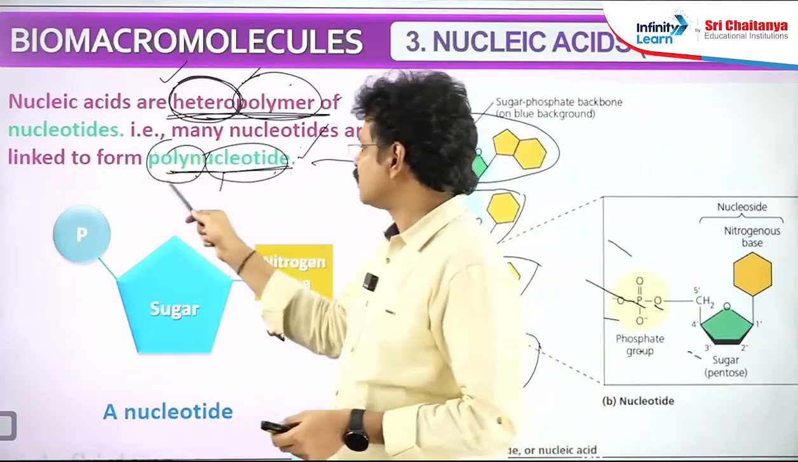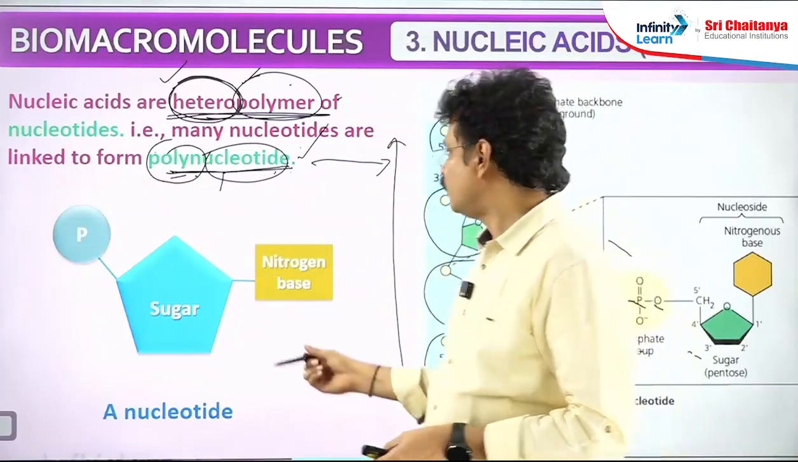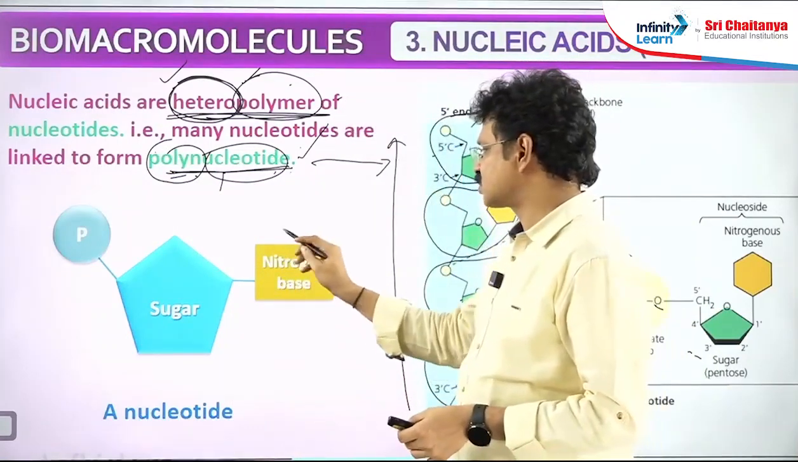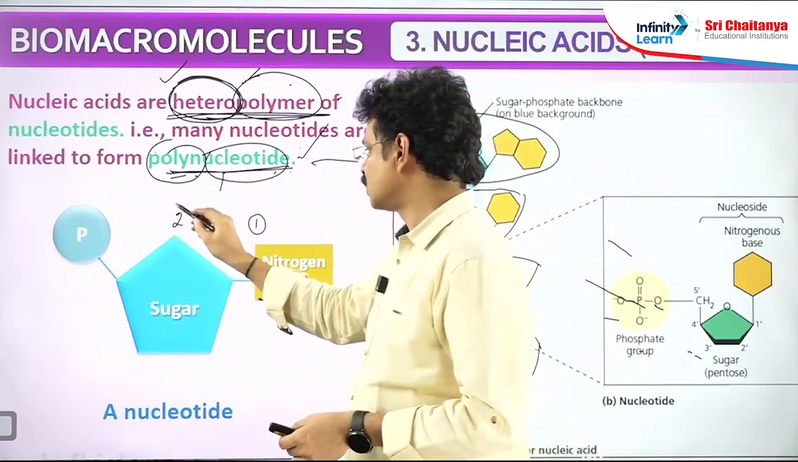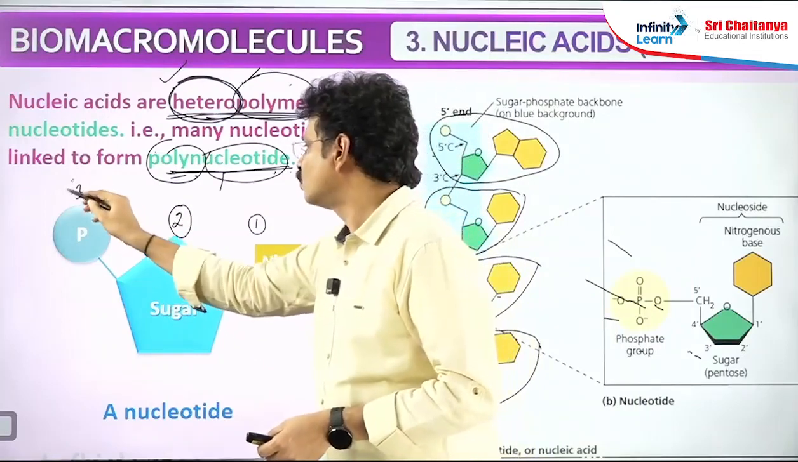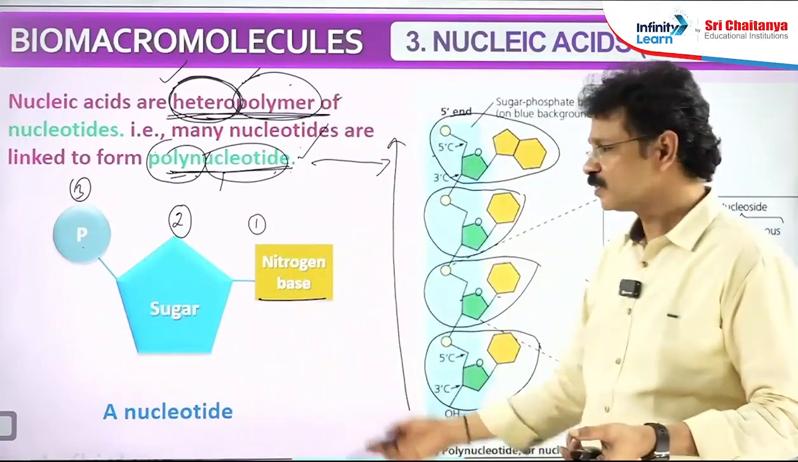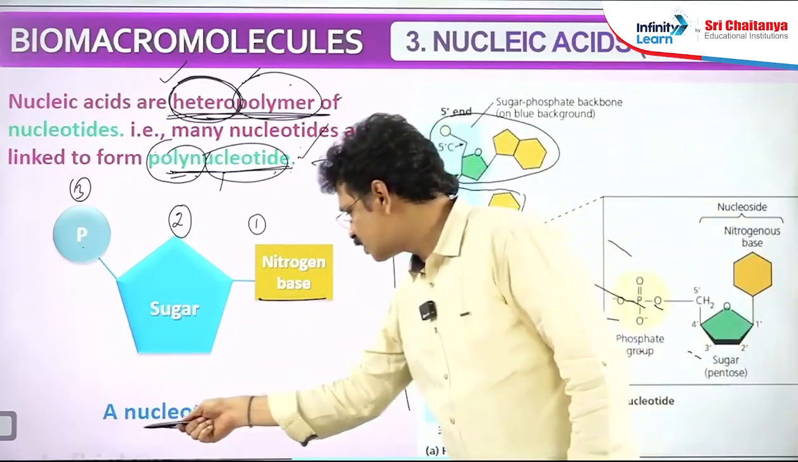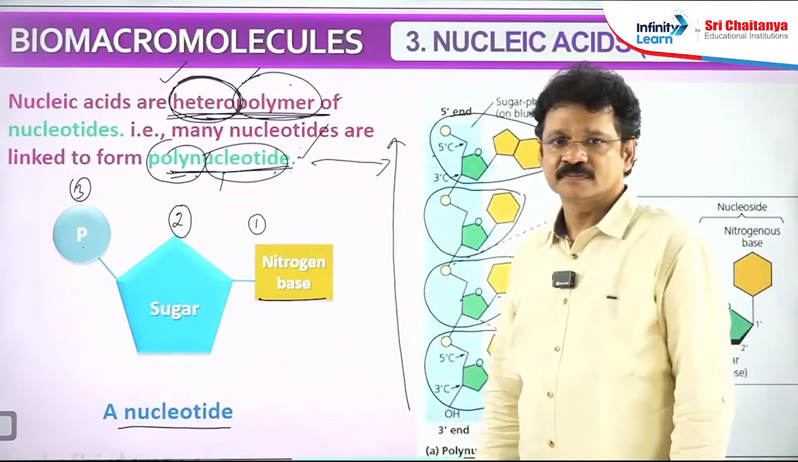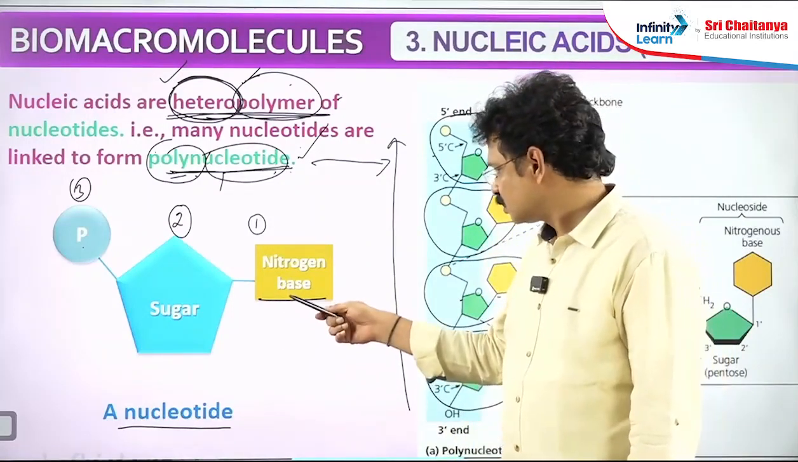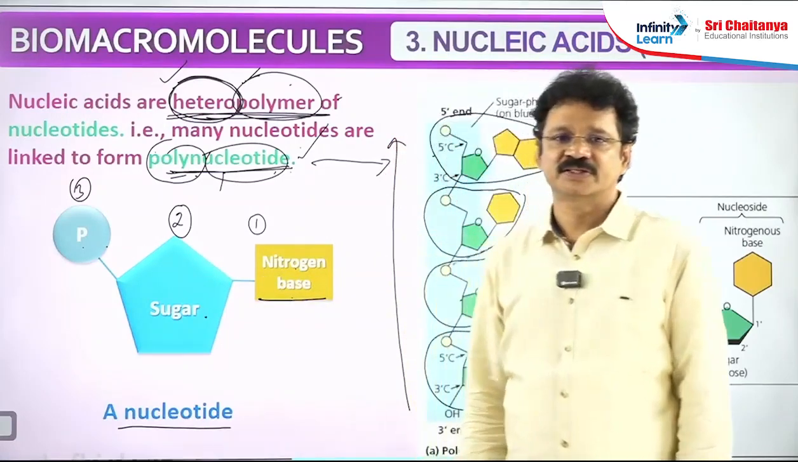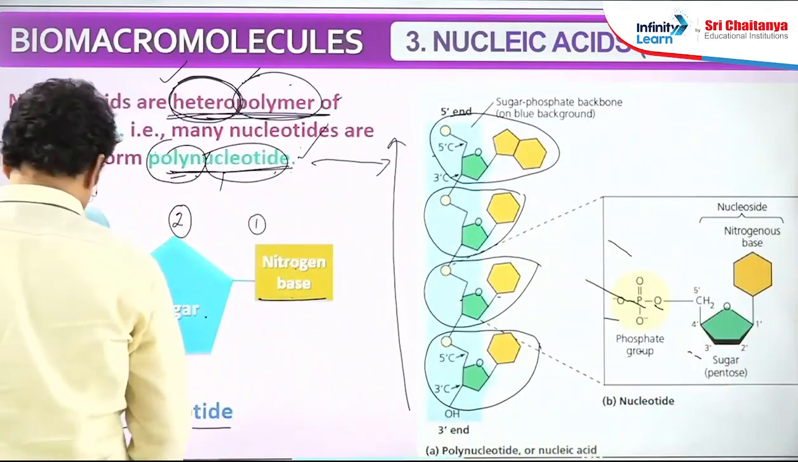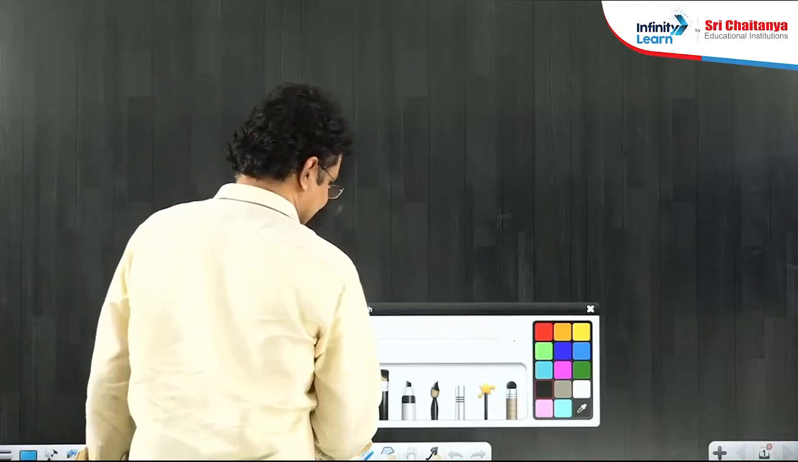A DNA molecule is made up of several nucleotides. Every nucleotide is made up of 3 structural units. One is the nitrogen base, the second one is the sugar molecule, and the third one is the phosphate. One question is ready here: how many constituents are found in a nucleotide? Three: nitrogen base, sugar molecule, phosphate. First of all, you have to learn about the sugar molecule. What kind of sugars are found in DNA or nucleic acids?